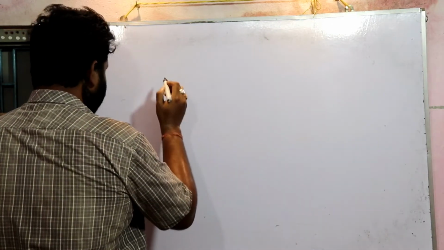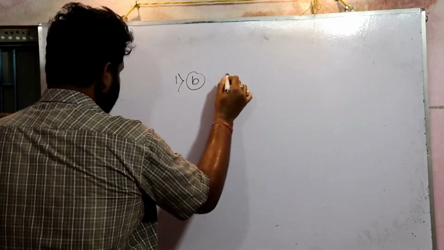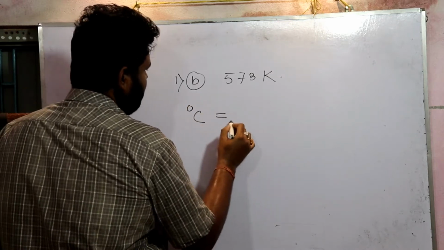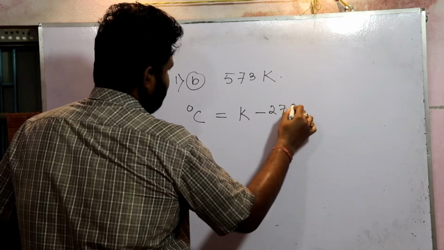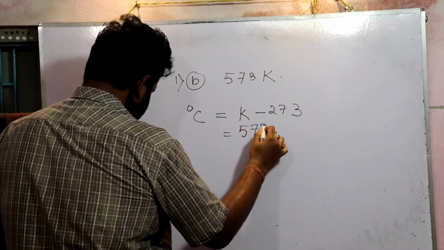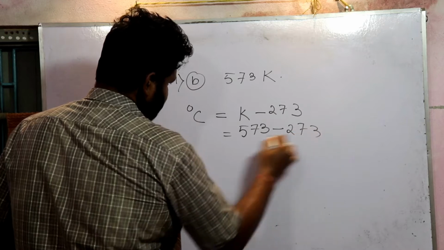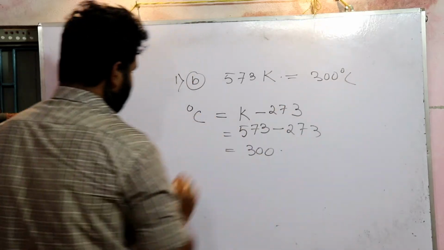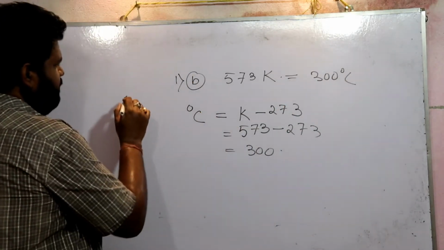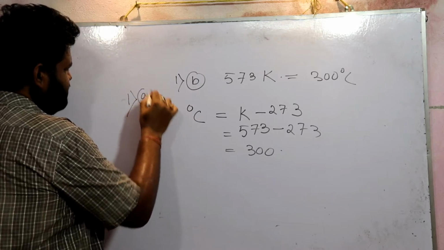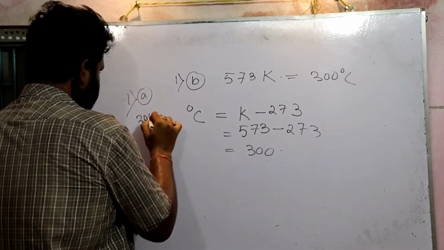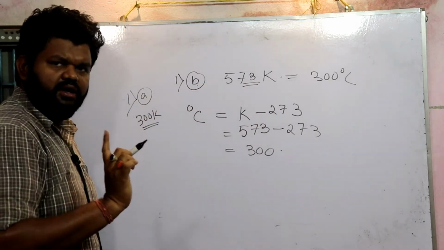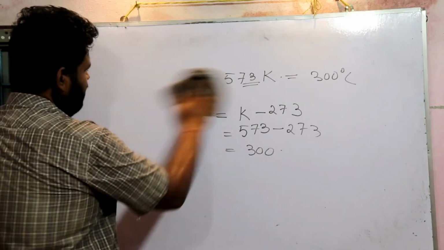The next part, question 1b, is given 573 Kelvin. Again, degree centigrade is equal to Kelvin minus 273, that is 573 minus 273, that is 300. So 573 Kelvin means 300 degree centigrade. Is it clear? So in part a we had 300 Kelvin, and in part b we have 573 Kelvin. Okay, done. Now let's move to question number 2.